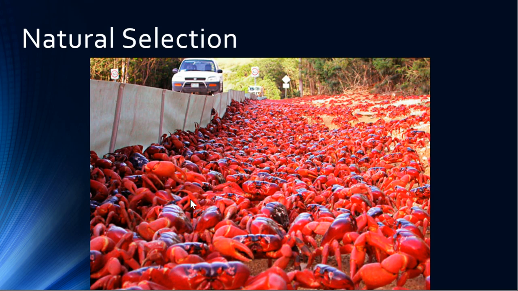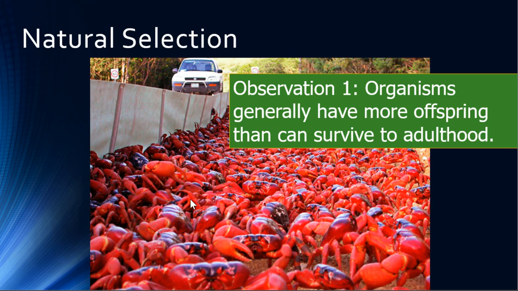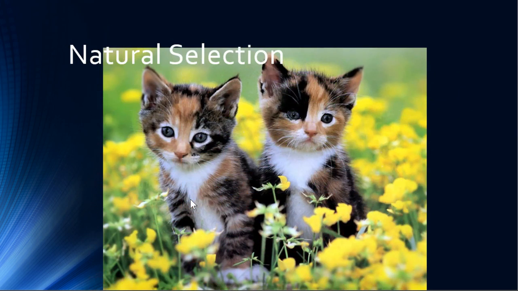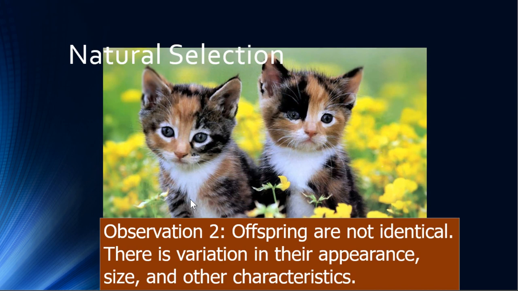Natural selection is based on, and this should be a review for you, by the way, two key observations. One, organisms generally have more offspring than can survive to adulthood. And here you're looking at the Christmas crab migration. And two, that the offspring are not identical. There's variation in their appearance, size, and other characteristics, and pressures can act on that variation.